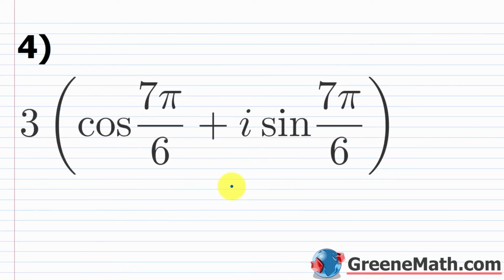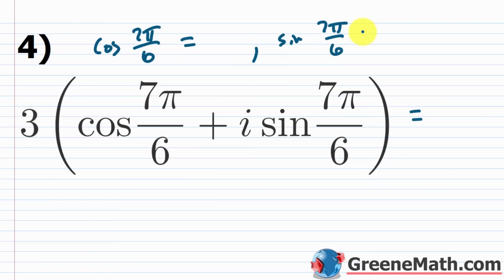All right, let's take a look at problem 4. So here we have 3 times the quantity cosine of 7 pi over 6 plus I times the sine of 7 pi over 6. Okay, so thinking about this again, what is the cosine of 7 pi over 6? And then what is the sine of 7 pi over 6?